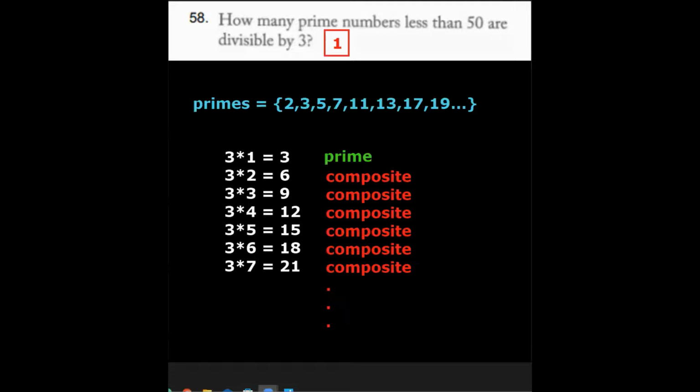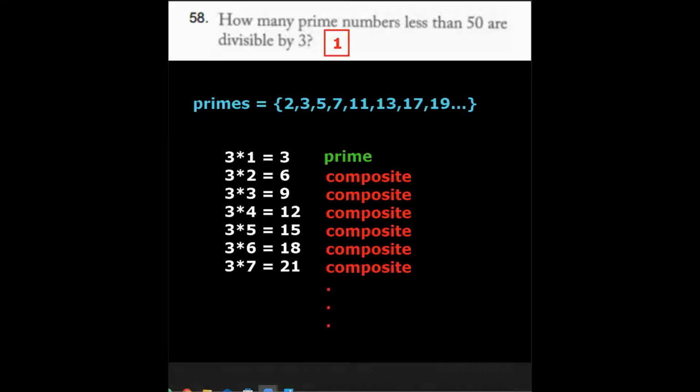Well, prime numbers are a special set of numbers that are divisible only by 1 and themselves. So you can't divide them into smaller numbers without a remainder. For example, the first few primes in this infinite set are 2, 3, 5, 7, 11, 13, 17, and 19.